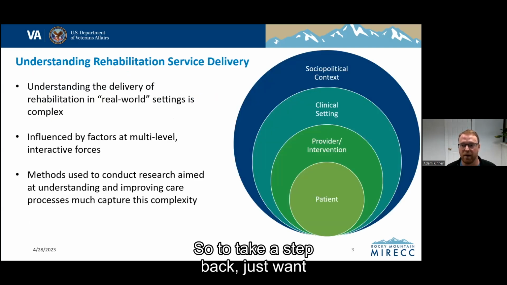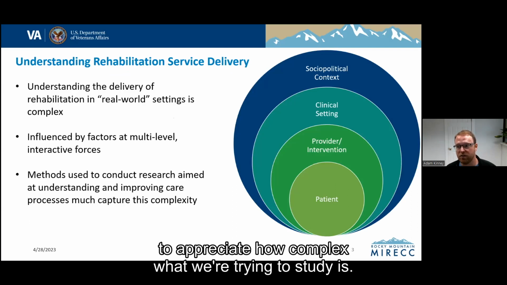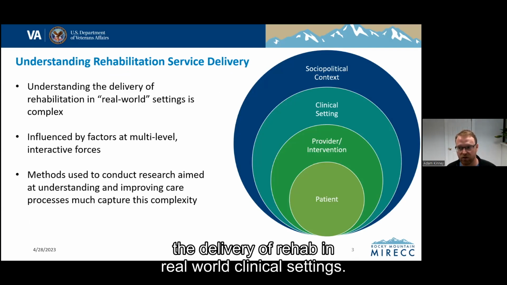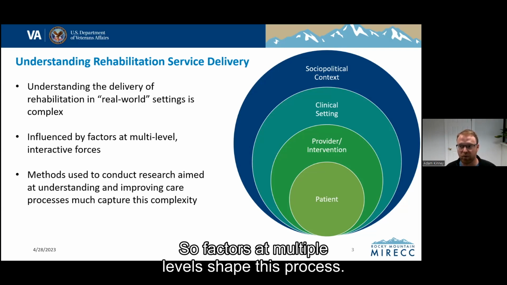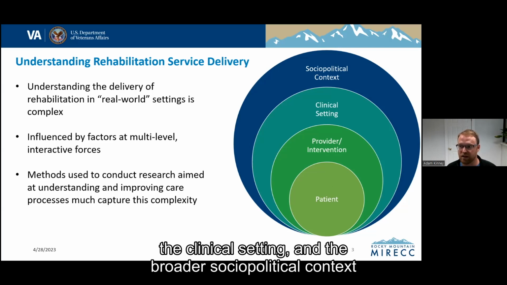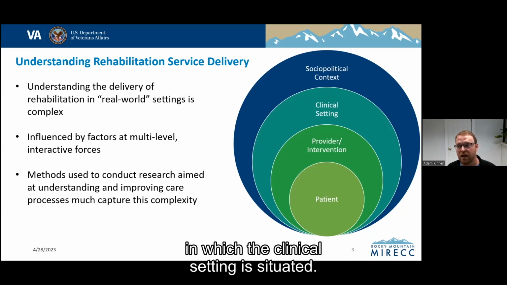So to take a step back, just want to appreciate how complex what we're trying to study is. And what we're trying to study is the delivery of rehab in real-world clinical settings. So factors at multiple levels shape this process. Factors at the patient level, the provider level, characteristics of the intervention, the clinical setting, and the broader sociopolitical context in which the clinical setting is situated.